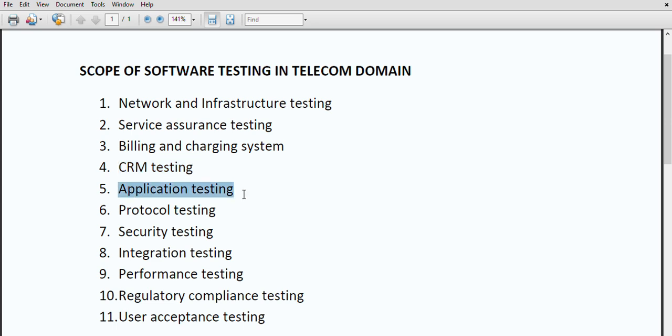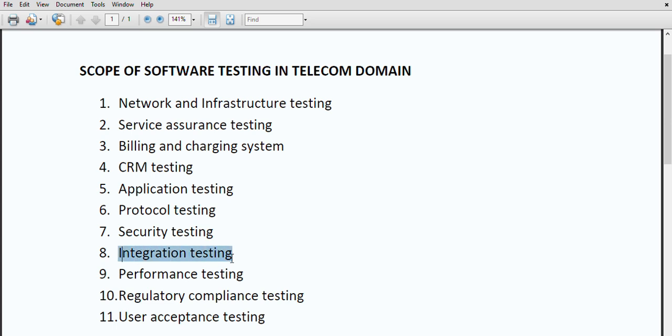Then what happens in application testing? It covers the testing of telecom specific applications, like mobile apps, VoIP applications, or web portals, which ensures that they meet the functional and usability requirements. Then what happens in protocol testing? It involves verifying compliance with telecom protocols and standards, which ensures interoperability and proper communication between different network elements. Then in security testing, it ensures that telecom systems are secure from vulnerabilities and attacks. It includes data protection, network security, and access control.